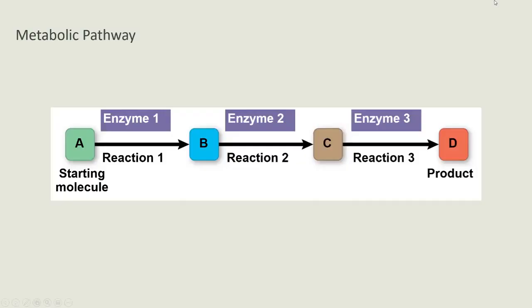Then this is a small scheme that represents the way biologists portray a metabolic pathway. You can see there's a starting molecule and there's also a product. You have, in this case, a three-step pathway. Each step entails a reaction, and each reaction has its specific enzyme.